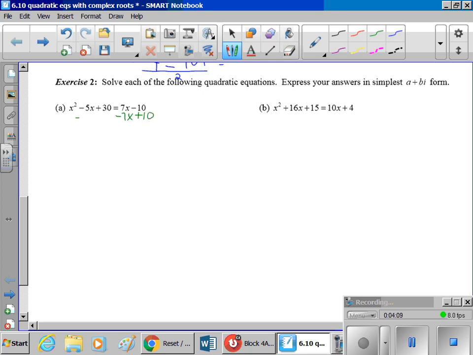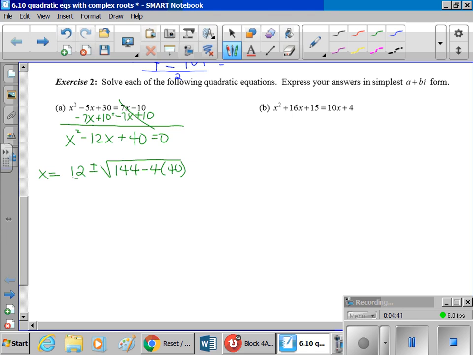I'm going to do it in one step. You're welcome to do it in two. Here's my equal sign. I did that so these cancel. And I get x squared minus 12x plus 40 is equal to 0. Quadratic formula. x equals the opposite of b plus and minus the square root of b squared minus 4 times a times c all over 2 times a, which is 2.